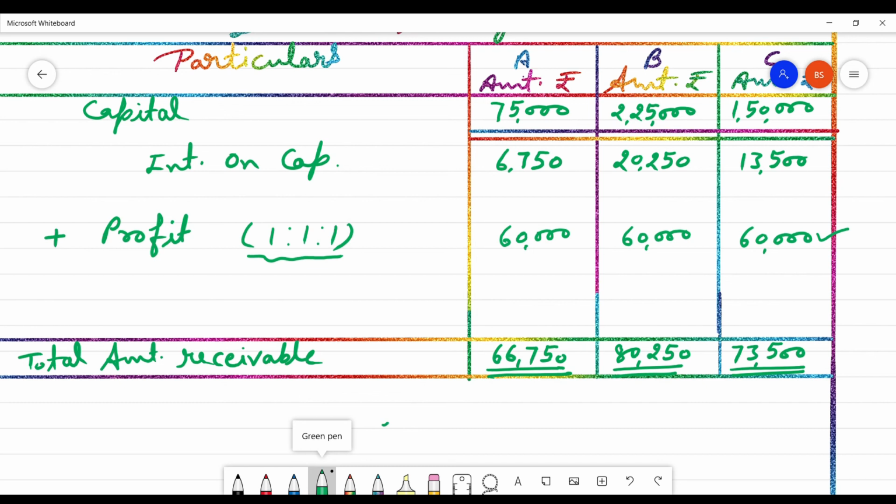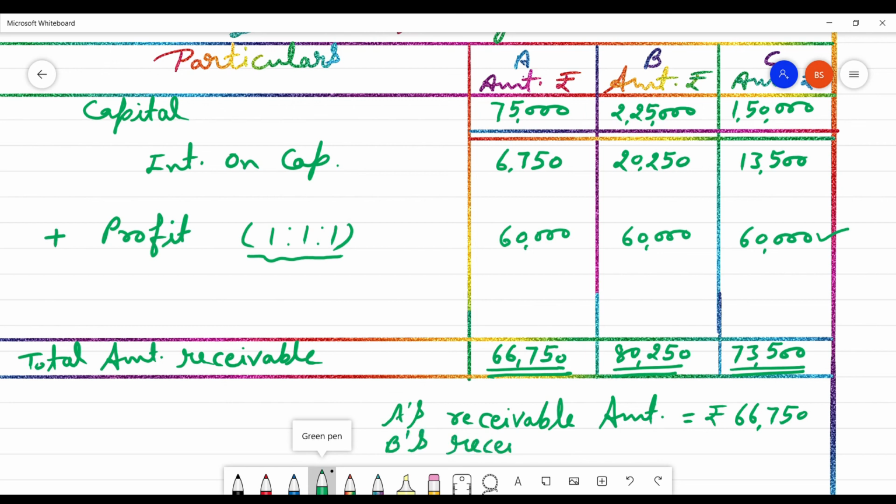So A's receivable amount equals rupees 66,750 and B's receivable amount equals rupees 80,250. This is the answer.